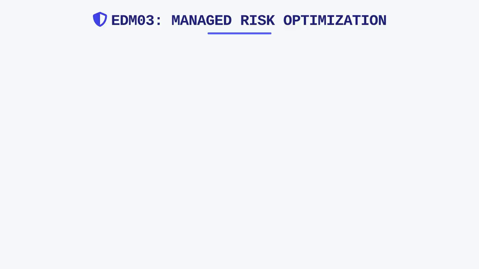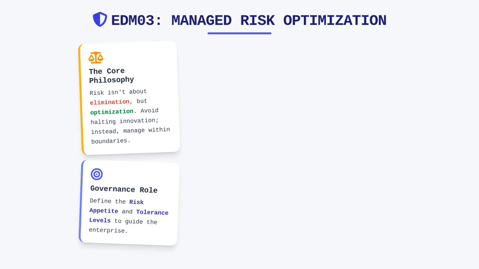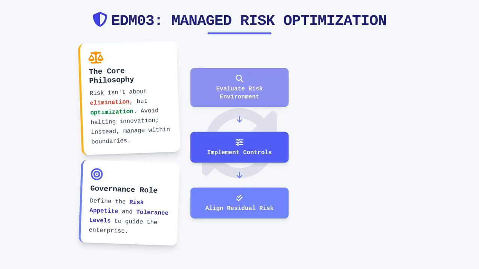Risk management is the subject of EDM 03, or Managed Risk Optimization, which dictates that the governing body defines the enterprise risk appetite and tolerance levels. Governance is not about eliminating risk, as that would essentially halt all innovation and growth, but rather about managing risk within acceptable boundaries. We evaluate the risk environment to understand what factors could derail our strategy, then direct management to implement appropriate controls that bring residual risk in line with stakeholder expectations.